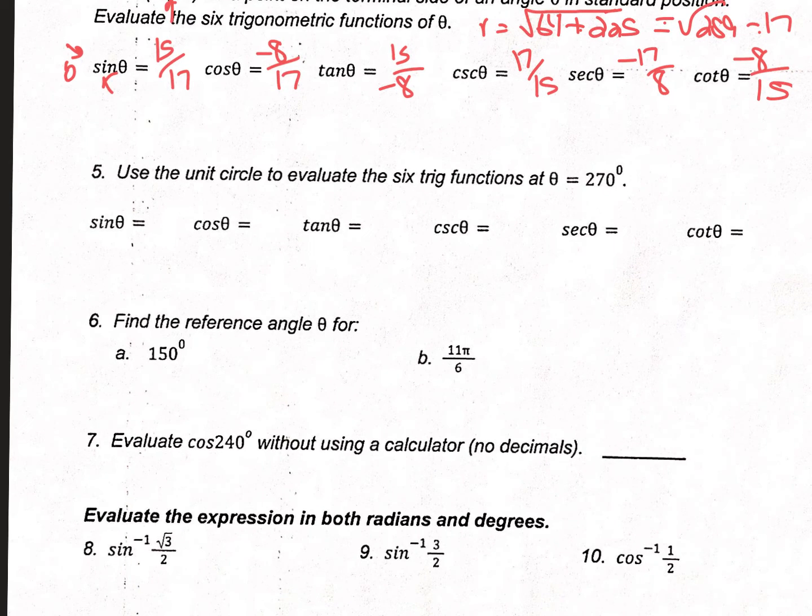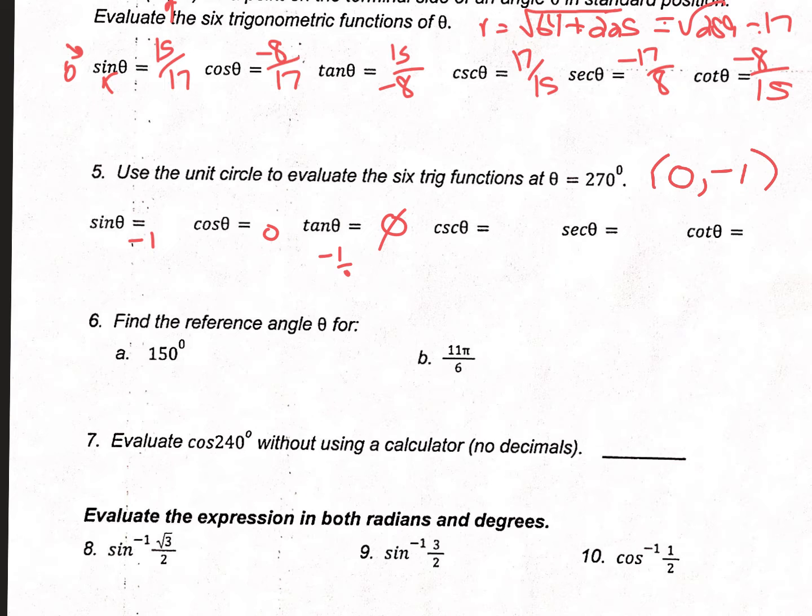Number 5 says use the unit circle to evaluate the 6 trig functions. Remember, on the unit circle, sine is y, cosine is x, tangent is y over x, and then you just do the reciprocals. So find 270 on the unit circle, and the point that corresponds to 270 degrees should be 0 and negative 1. So the sine is going to be negative 1. The cosine is going to be 0, because sine is y and cosine is x. Tangent is y over x, and because you can't do negative 1 divided by 0, that's going to be undefined.